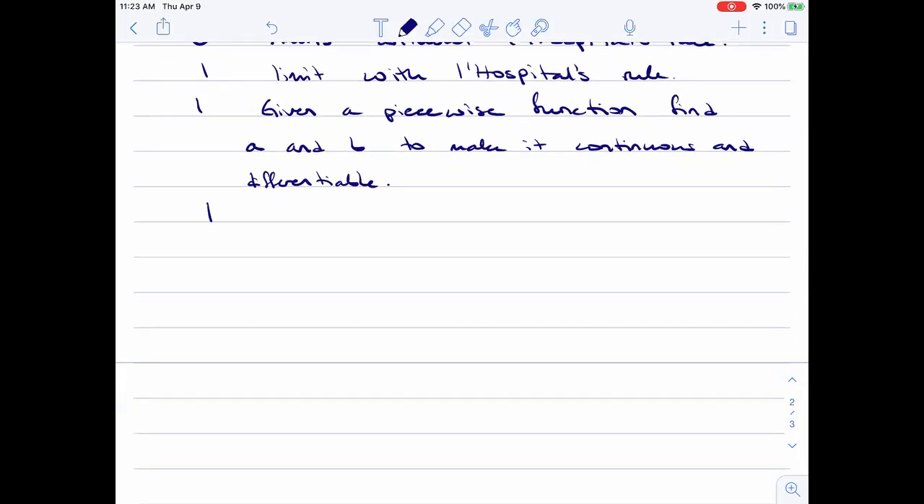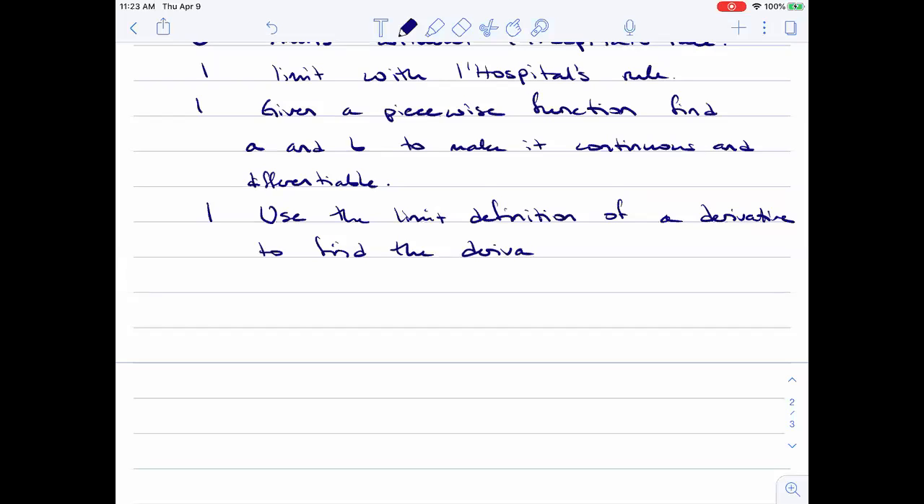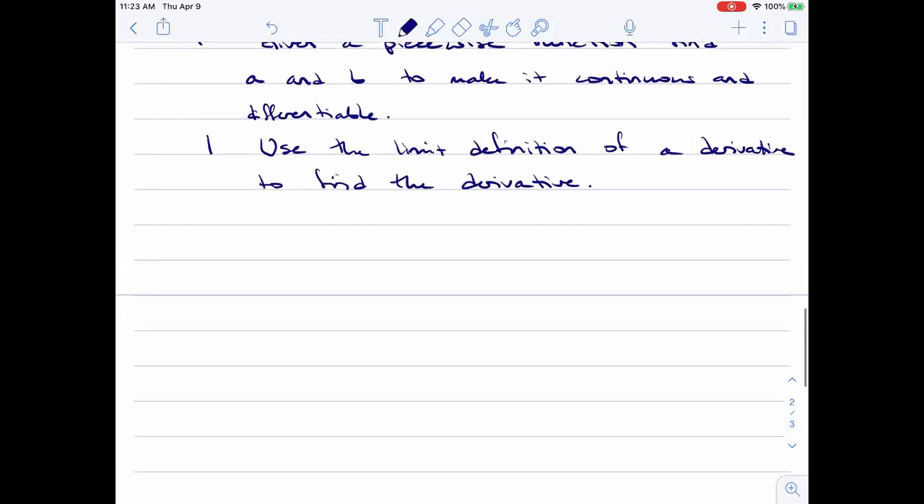Then there's going to be 1 where you have to use the limit definition to find the derivative. So use the limit definition of a derivative to find the derivative, of course, which we have also done on a test. Then there's going to be 4 just plain derivatives, right? So of course, applying all your rules, probably product rule, quotient rule, chain rule, all that fun stuff. And so find the derivative.